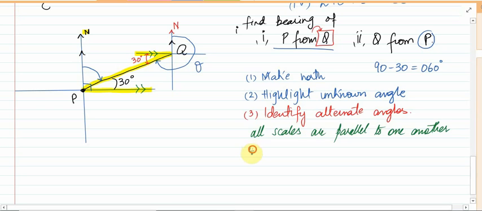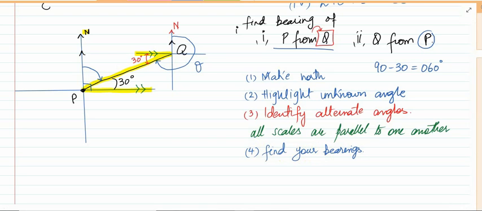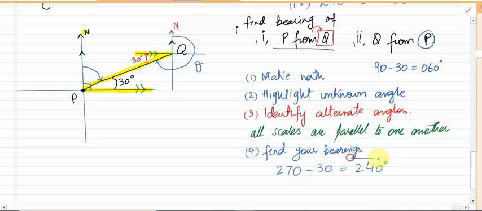And step number 4, find your bearings. Right, so your bearing is what? Starting with the north, 90, 180, 270 till here, and then you need to subtract 30. So it will be 270 minus 30 is equal to 240 degrees.